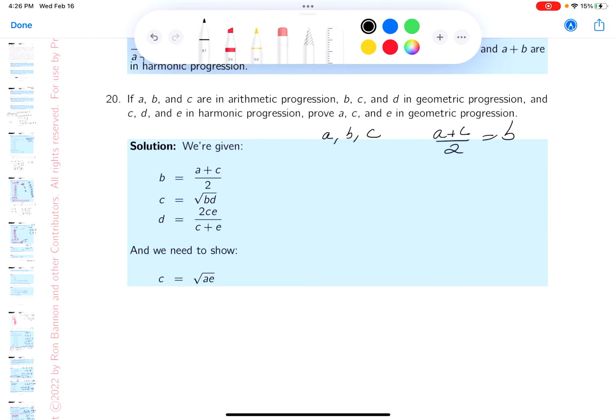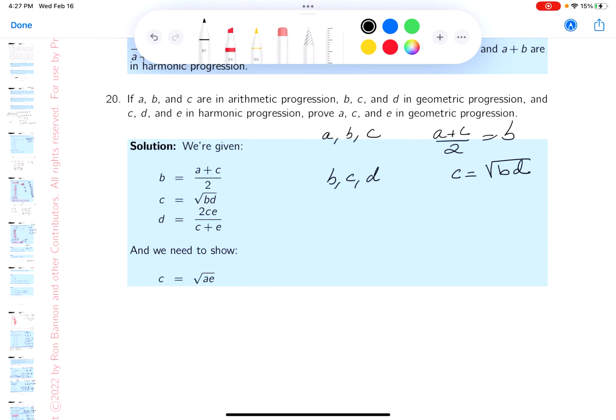Then they go on to say that B, C, whoops, sorry about that. I made a mistake there. I wrote C down. I should have written down B, C, and D are in geometric progression. Now, what does that mean? That means C is equal to the root of BD.